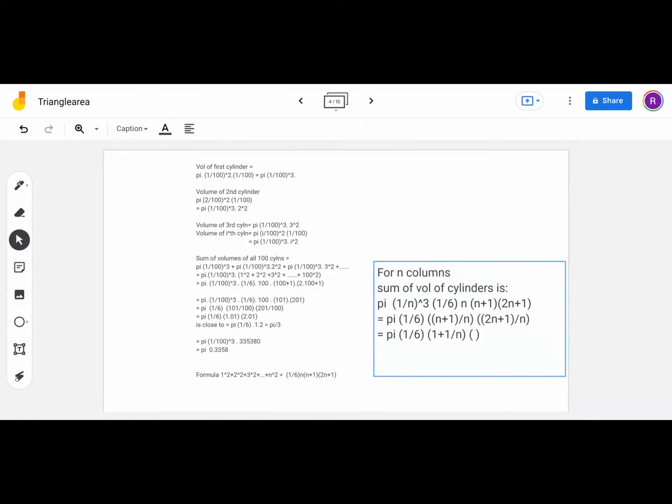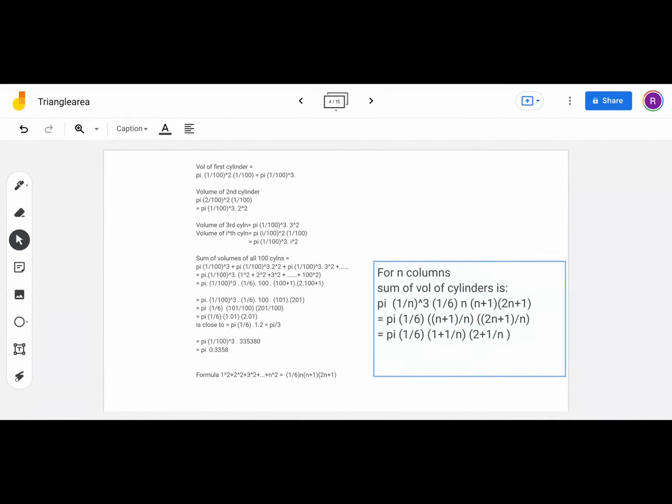So (n plus 1) by n. Wait, 2 times (n plus 1) divided by n. What is that? How will you write it? Remember, when n was 100, we were getting 201 divided by 100, which is 2.01. And for large n, how should I write this? 2n plus 1 divided by n. 2n by n plus 1 by n. Yes, correct. And if you simplify that, what will you get? 2 plus 1 by n, sir. Yes, correct. So this will become 2 plus 1 by n.